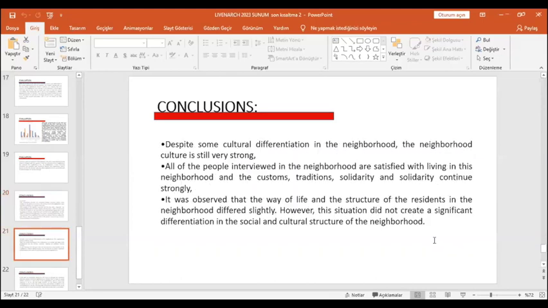Despite some cultural differentiation, neighborhood culture is still very strong. All of the people interviewed in the neighborhood are satisfied with living in this neighborhood, and the custom, tradition, and solidarity continue strongly. It was observed that the way of life and the structure of residence in the neighborhood differed slightly. However, this situation did not create significant differentiation in the social and cultural structure of the neighborhood.